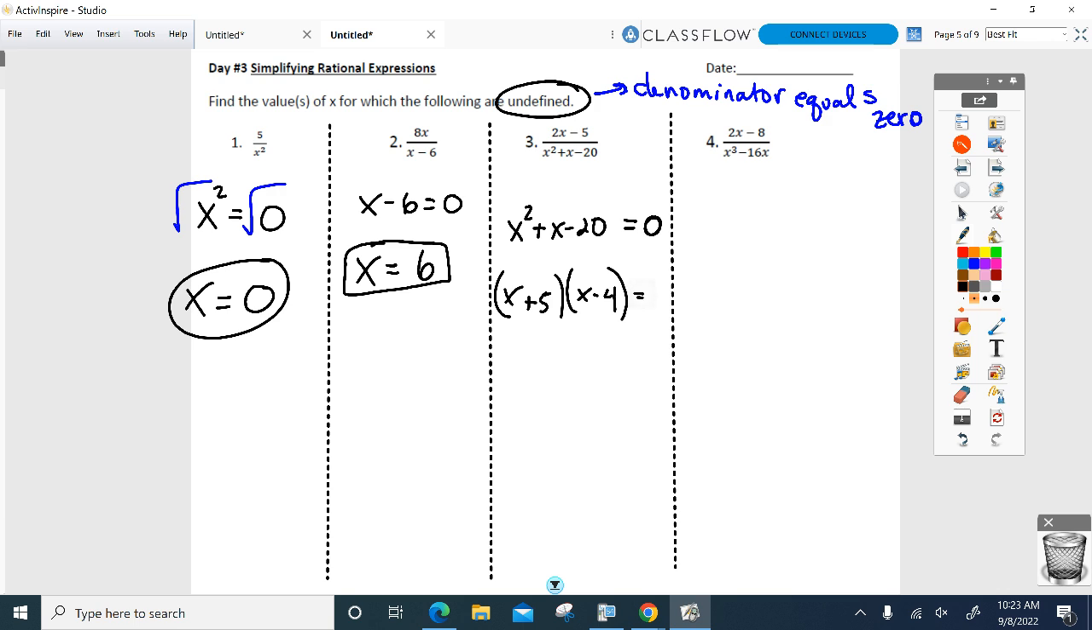You set it equal to 0. Now go back to your Algebra 1 days as a freshman. Now you take each parenthesis, set it equal to 0. Remember these days? Maybe you drew a line down. X plus 5 equals 0. What's the value of x? X minus 4 equals 0. What's the value of x? So you should have two answers here.